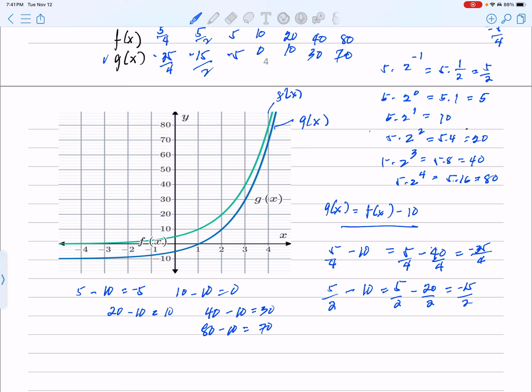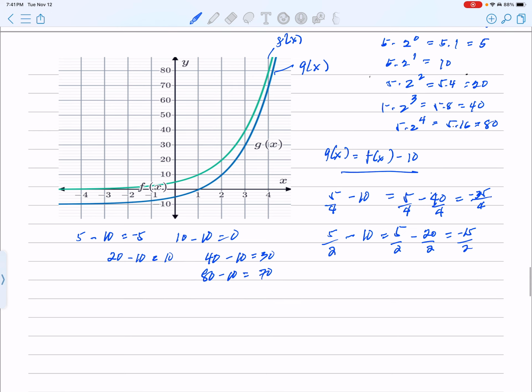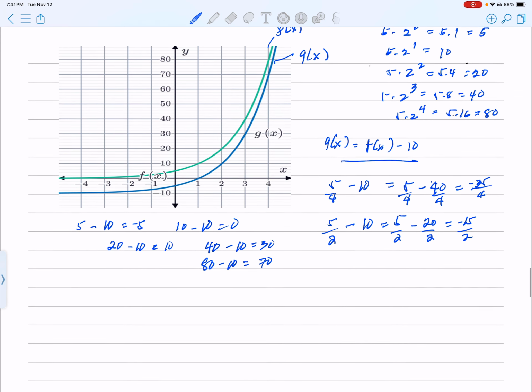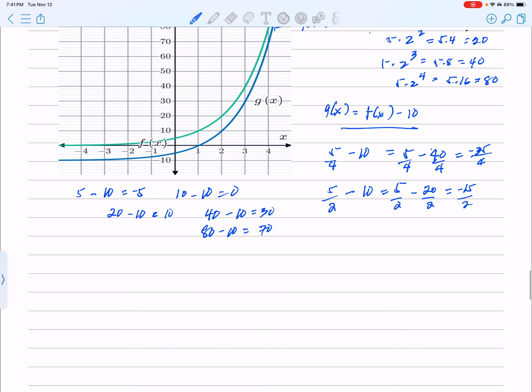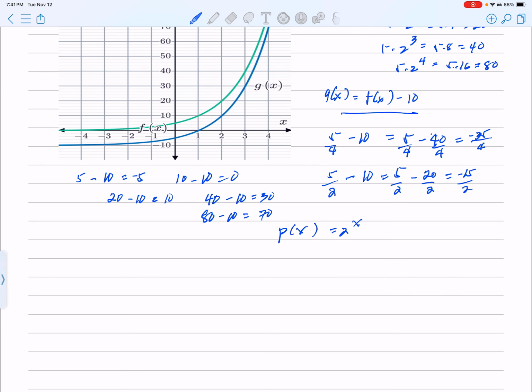We completed the table, and the graph is being transformed from the parent graph. What would be the parent graph here? Let's say p of x would be 2 to the power of x. The parent is stretched vertically by a factor of 5 to obtain the graph of f of x. Then we translated f of x down 10 units.